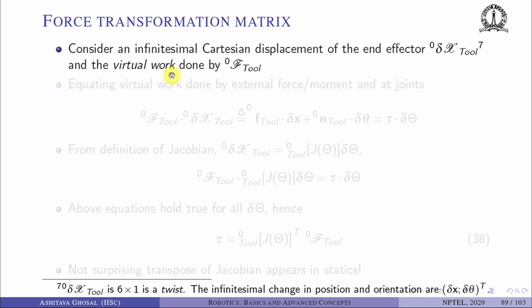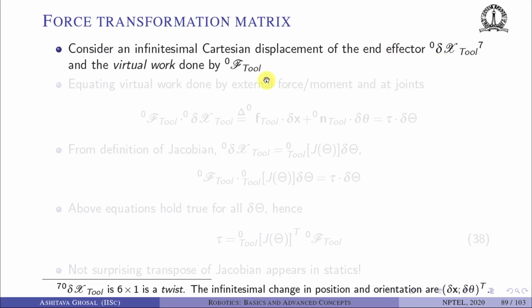So now consider an infinitesimal Cartesian displacement of the end effector. What do we mean by Cartesian displacement? There is a displacement of delta x, delta y, delta z, and also let us think of a small change in the orientation given by delta theta. A little bit of hand waving, but we know that we can derive the three Euler angles, and then we can think of the change in orientation roughly in terms of delta theta.